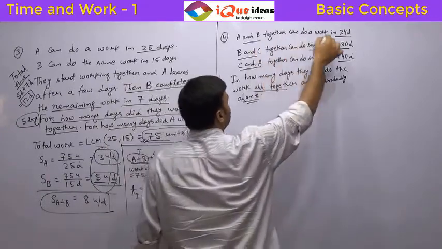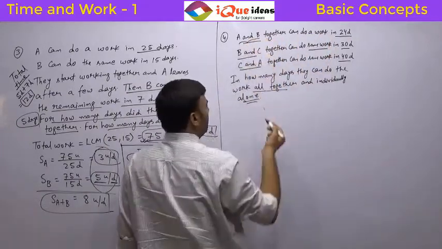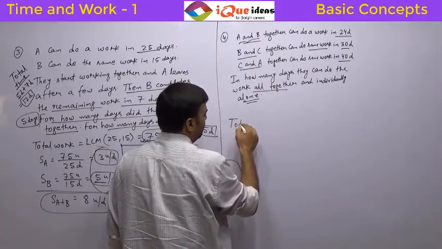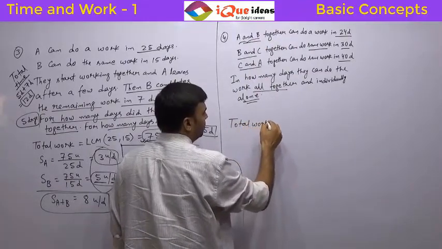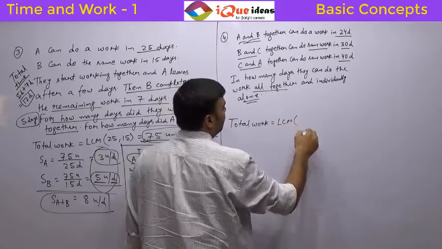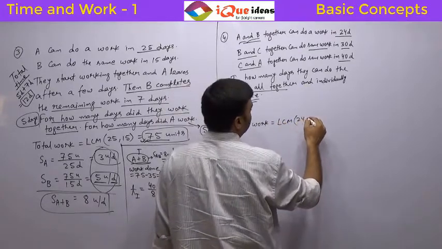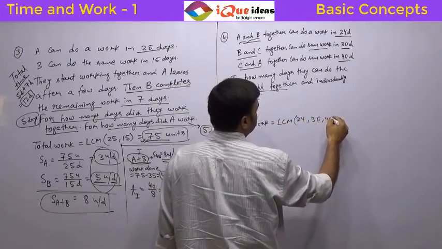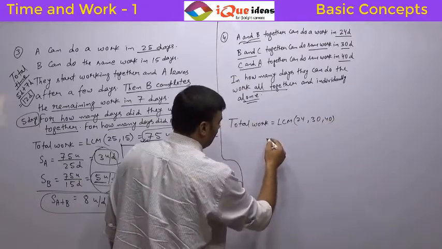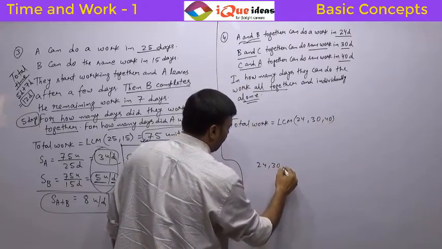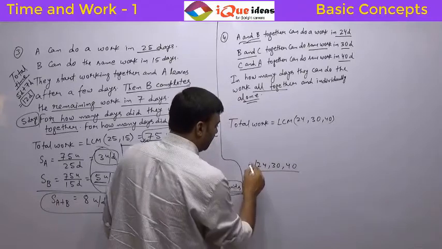Here, the time is given for 2 people together. No problem. We can still go ahead and take the total work. We can assume the total work to be the LCM of the times. The times are 24 days, 30 days and 40 days. Let's calculate the LCM of 24, 30 and 40.